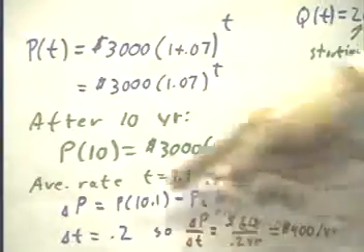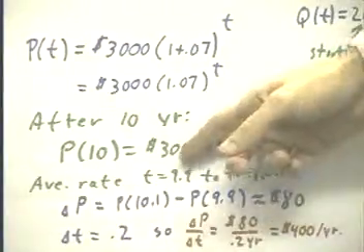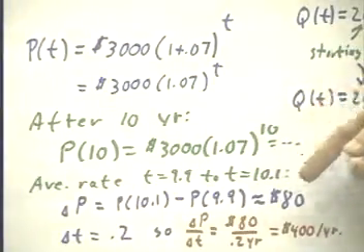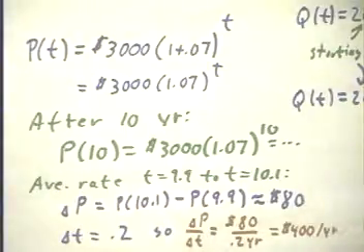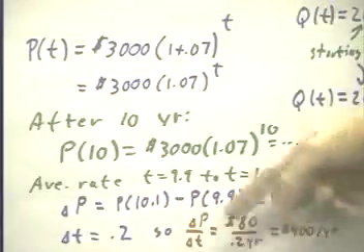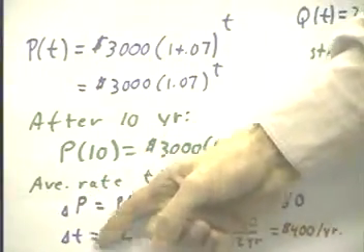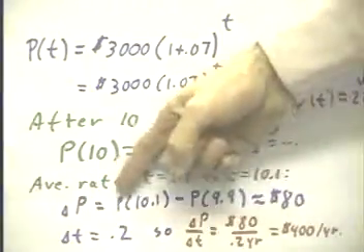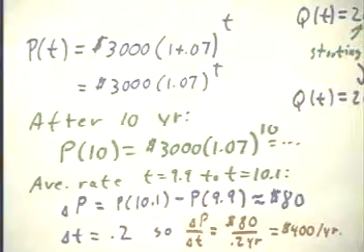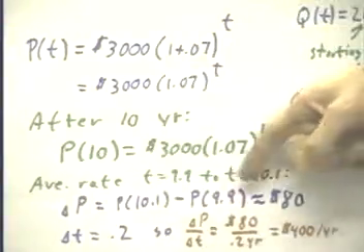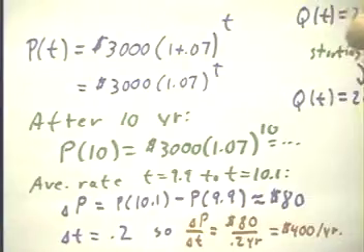And then the average rate at which principal changes from t equals 9.9 to t equals 10.1. We get that average rate by getting our change in P and dividing it by our change in t. Change in P is P(10.1) minus P(9.9). That is principal after 10.1 years minus principal after 9.9 years.